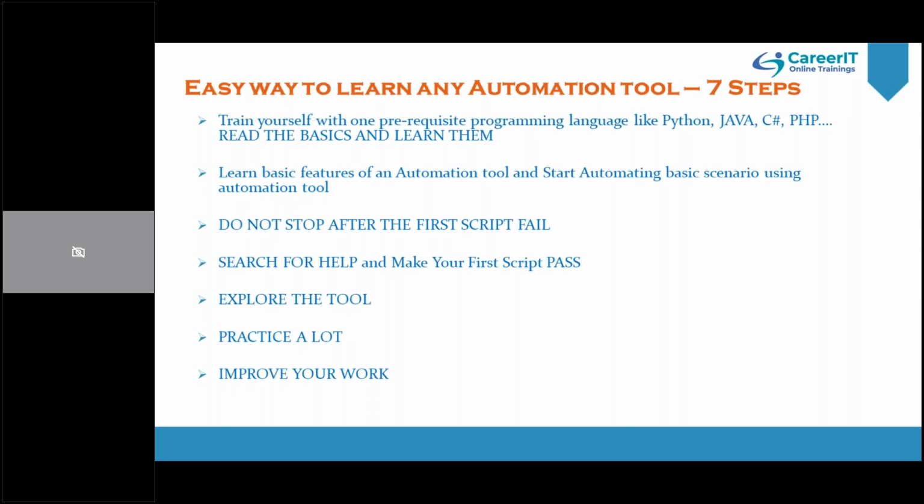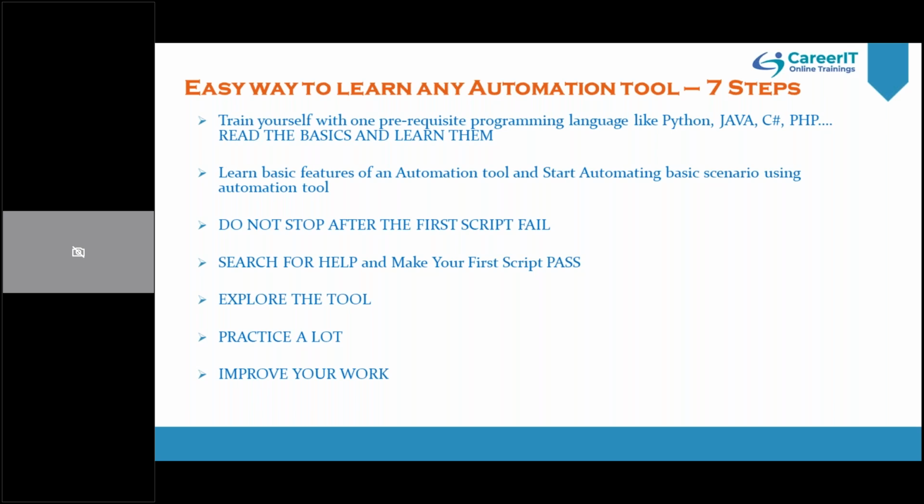Now I'm going to give some tips and tricks to learn any automation tool. If you just follow these basic 7 steps, you can learn any automation tool very easily. Generally, any automation tool supports one of the programming languages available in the market. Selenium supports different programming languages like Java, Python, PHP and C Sharp. So first start by learning a programming language which is supported by that particular tool, like Java or Python. While learning, learn the entire basics or core concepts of that programming language.